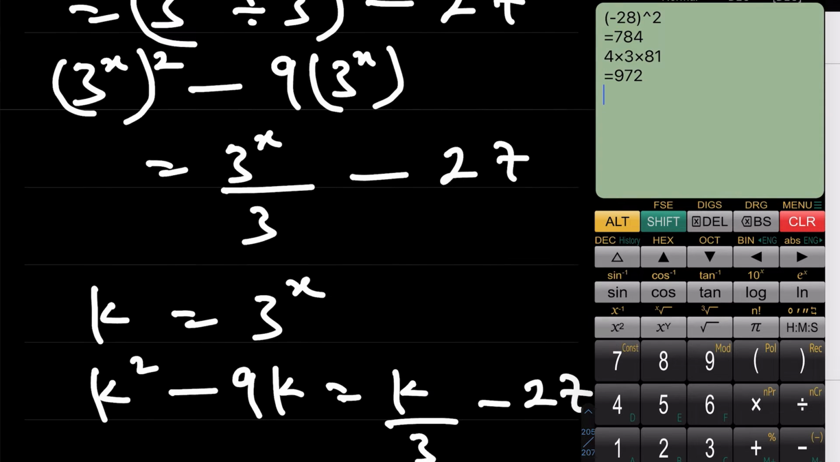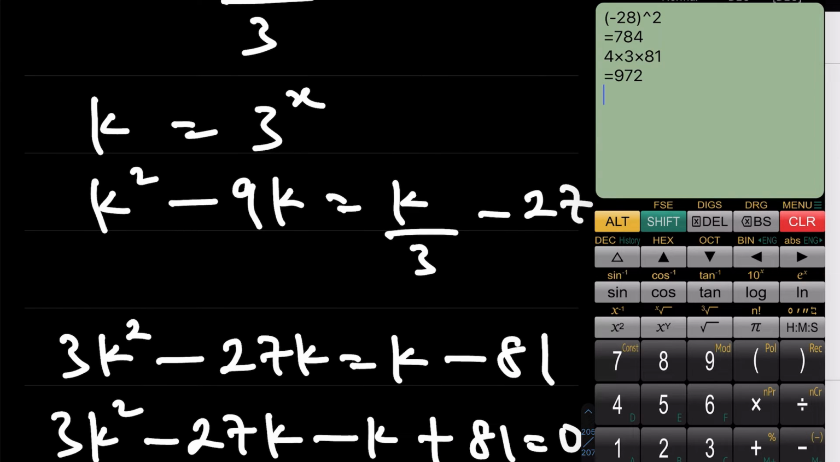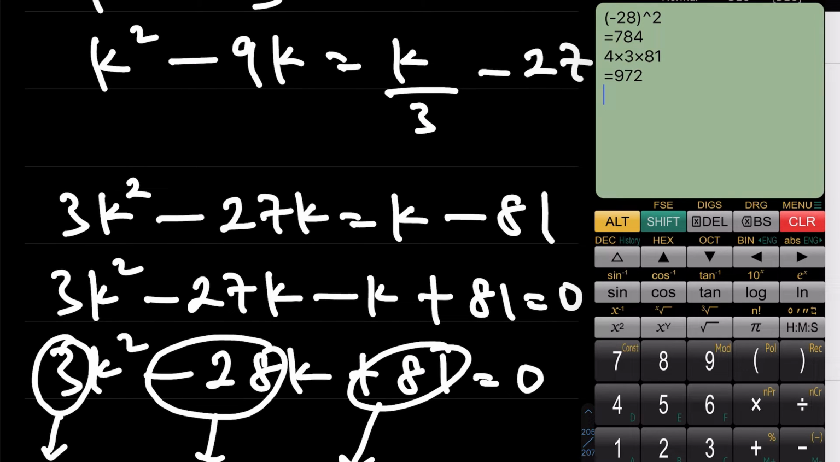That means k squared minus 9k equals k over 3 minus 27. And if I multiply through by 3, I'm going to have 3k squared minus 27k equals k minus 81. Yeah, 27 times 3 is 81. And when I move everything on the right hand side to the left hand side, we'll have 3k squared minus 27k minus k plus 81 equals 0. And that's 3k squared minus 28k plus 81 equals 0.